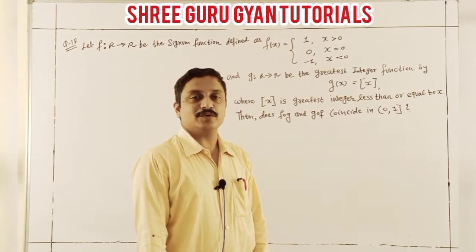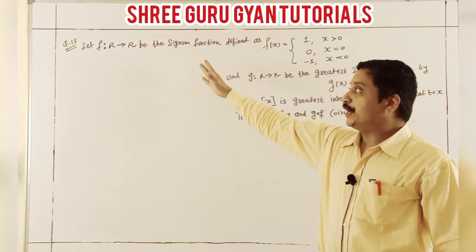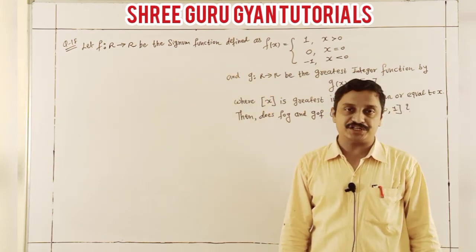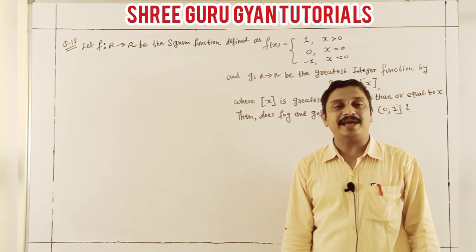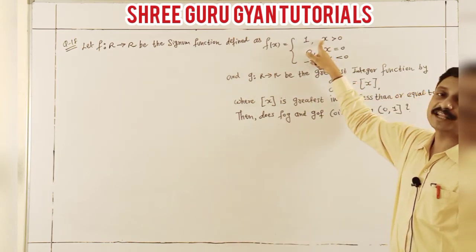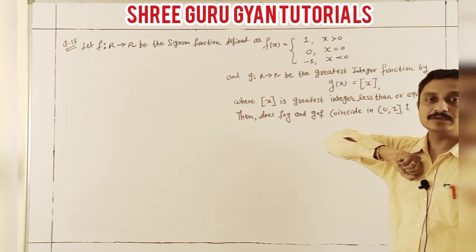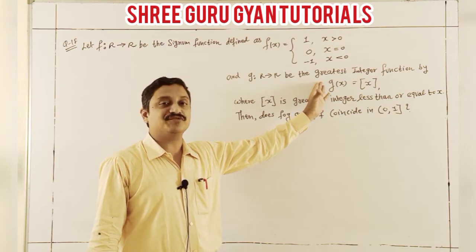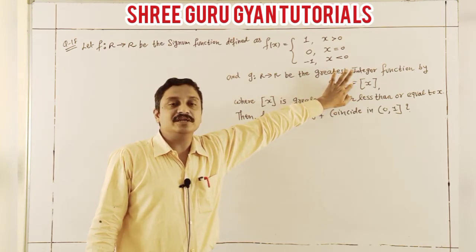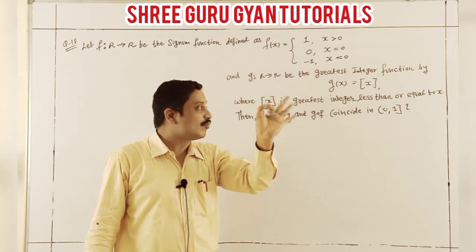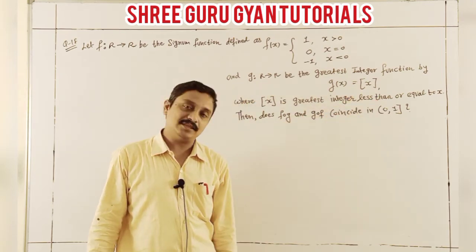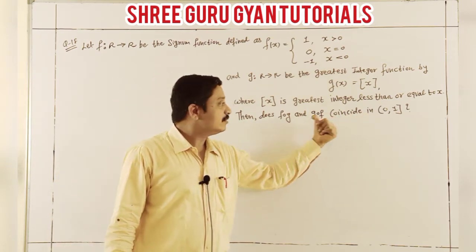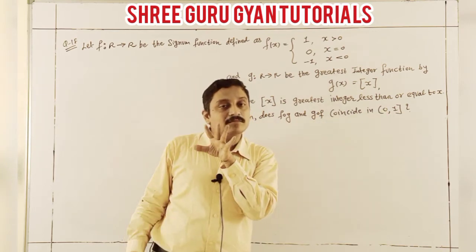Now students, the same way we go on to one more MCQ, the 18th one. Let f be a function from R to R, given as the signum function. You know that the signum function has range -1, 0 and 1, related to x greater than 0, x equals 0 and x less than 0. Another function is given, g(x), the greatest integer function, which indicates the greatest integer less than or equal to x. Then it asks whether fog and gof coincide, meaning both values are the same in the range 0 to 1.